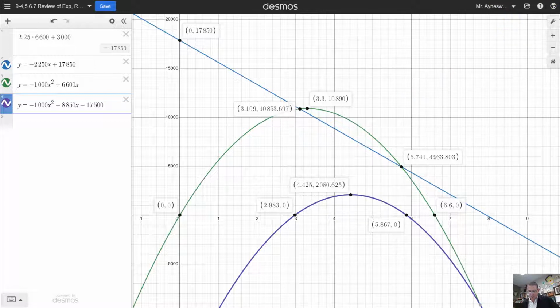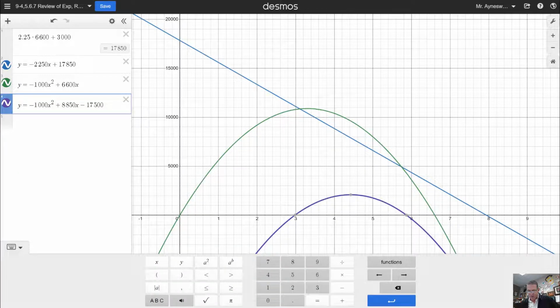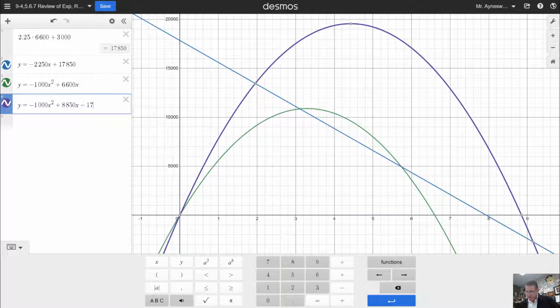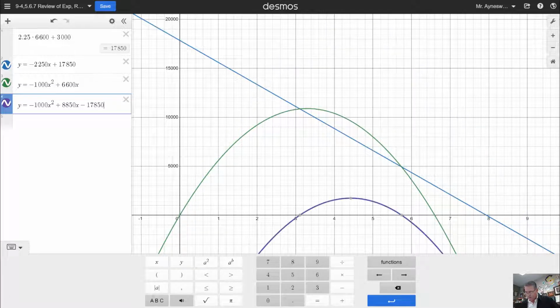Okay, I figured out what happened here. On my profit function, it's not 17,500. It's 17,850. So I entered the wrong function in, and that's why I knew I was getting some incorrect results, and I'll talk about that here in a minute. So you got to enter the right function in, okay? It should be minus 17,850.